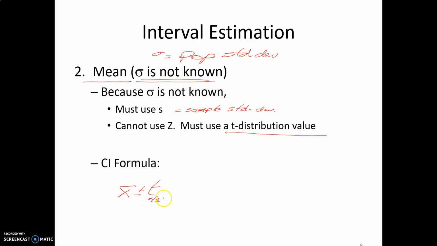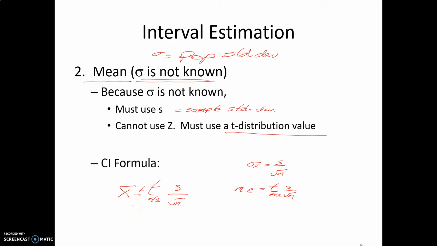It's the same thing, alpha over 2. Instead of the population standard deviation, we have to use the sample standard deviation and then the square root of n. So in this case, the standard error equals S over the square root of n. The margin of error, everything after that plus-minus sign, is a t value based on half of alpha times the standard error, or sample standard deviation, over the square root of n.